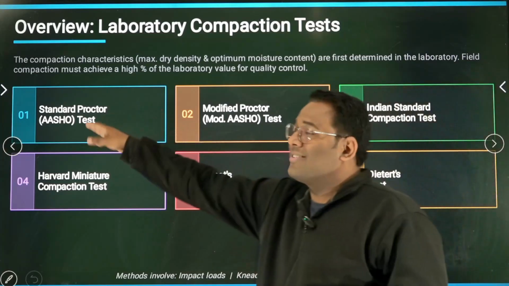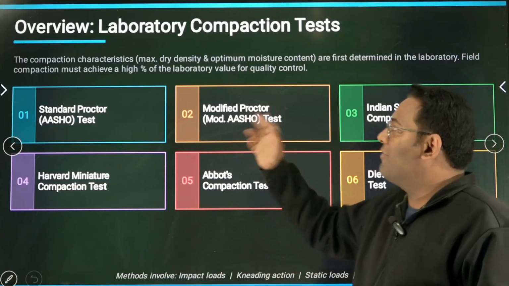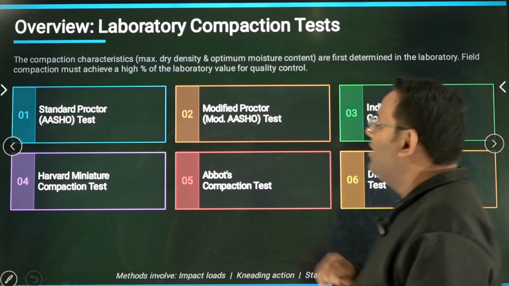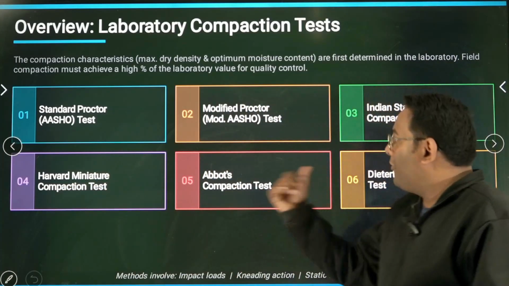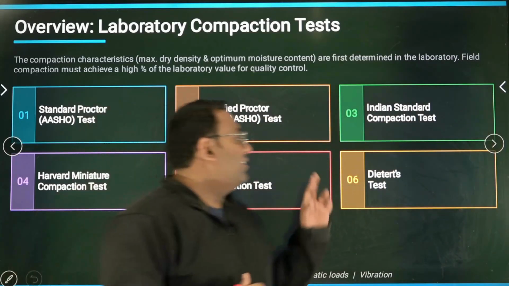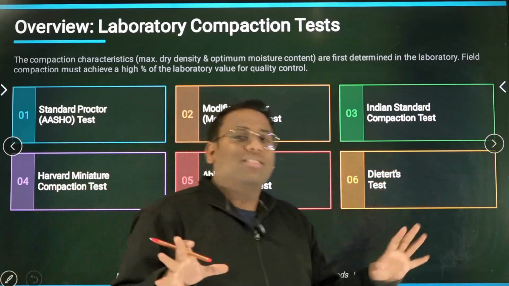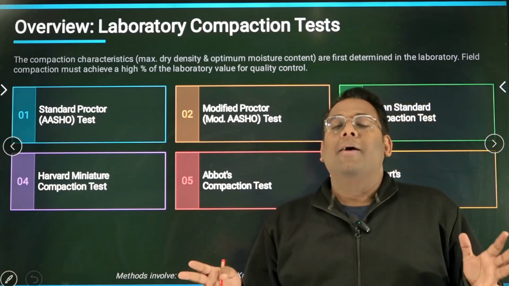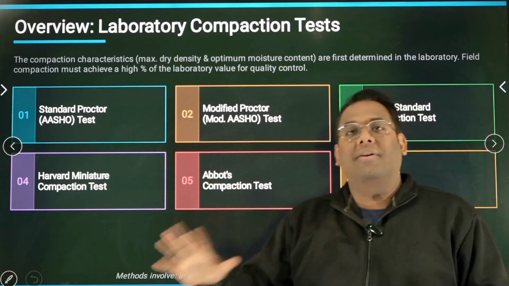The first test is the standard Proctor test as suggested by AASHTO, whereas the second one will be the modified Proctor test, third one will be the Indian Standard test, and fourth one will be the Harvard miniature compaction test. Fifth one will be the Abbott compaction test, and the sixth one will be the Dettert's test. So we are going to cover all of them together. Obviously, it seems that 6 tests in one session is a big thing, but it is not, because all of these work on the same principle.